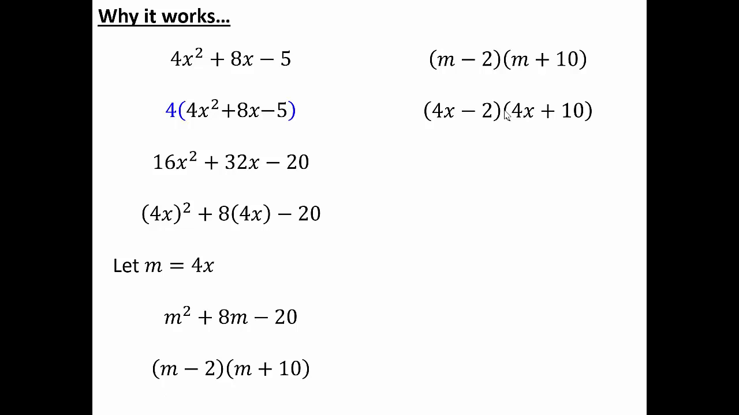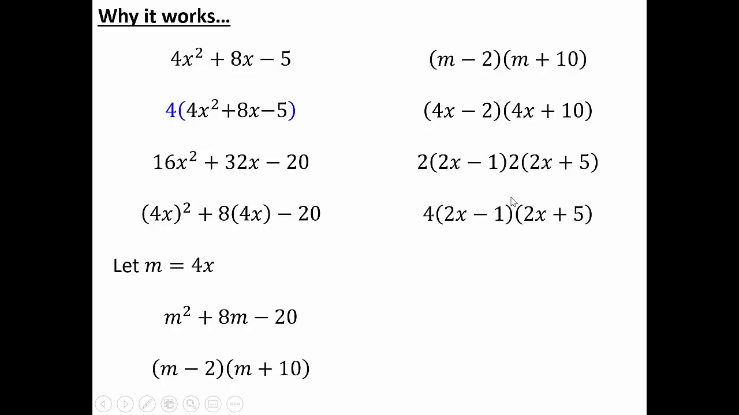I'm factoring this properly, which means out of the first 2 terms, I can pull out a 2, and out of the second 2 terms, I can pull out a 2. Multiplying everything together, keep in mind 2 times this times 2 times that is the same thing as 2 times 2 times this times that. So really, I could just rewrite this as 4 times 2x minus 1 times 2x plus 5.